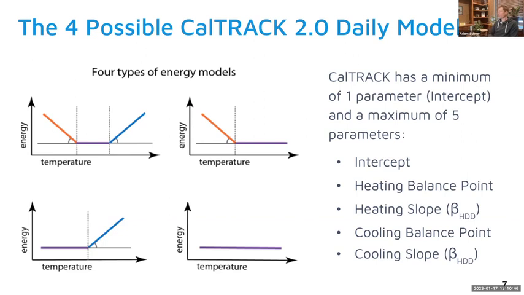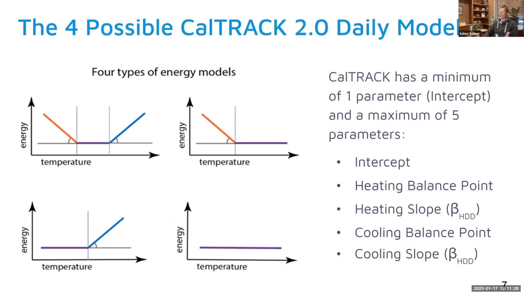So the basic components of the CalTrack daily model are an intercept term, a heating balance point, a heating slope, and if you have an electric meter, then we also allow for a cooling balance point and a cooling slope. The balance point temperatures are determined by a big grid search, based on where the model is best fit relative to where you assign that linearly increasing region after the intercept term. Those are the balance point temperatures, and then the slopes are the beta terms, the parameters on the linearly increasing regions of the model.